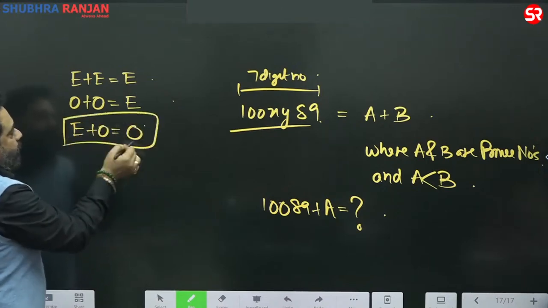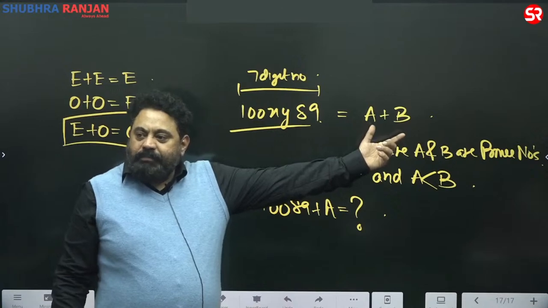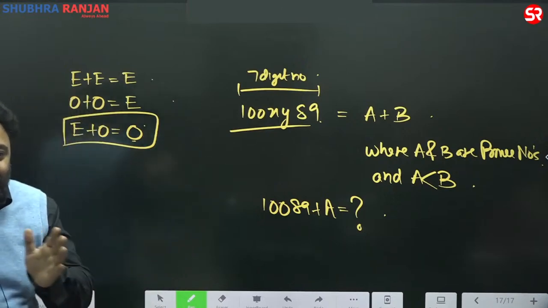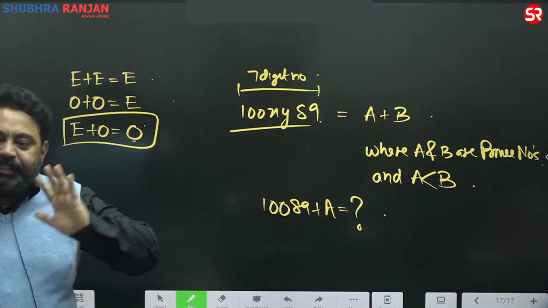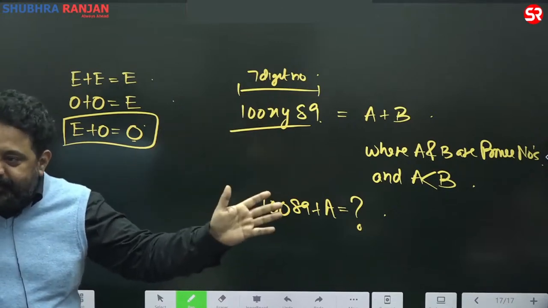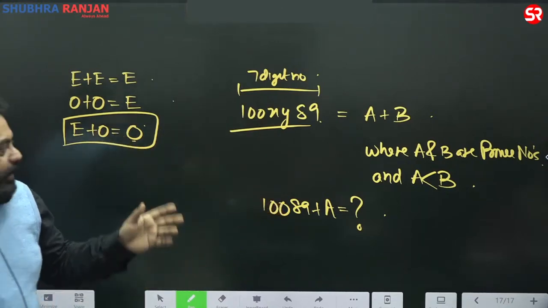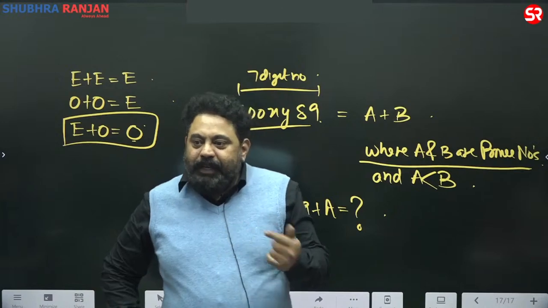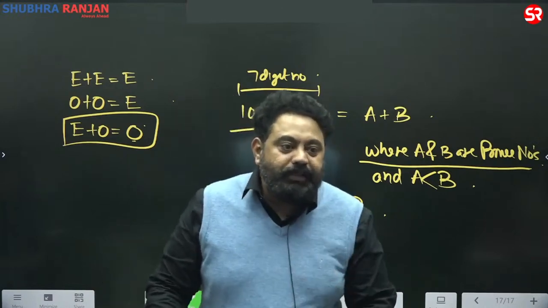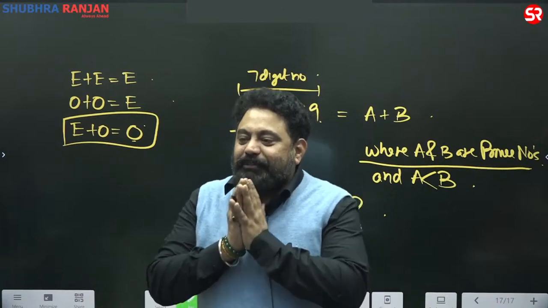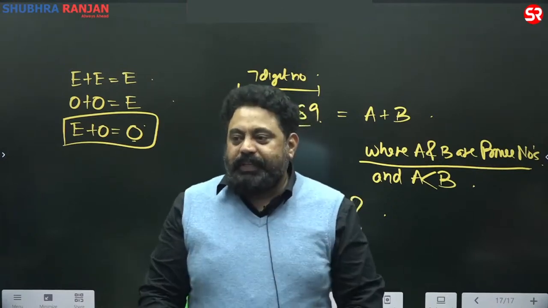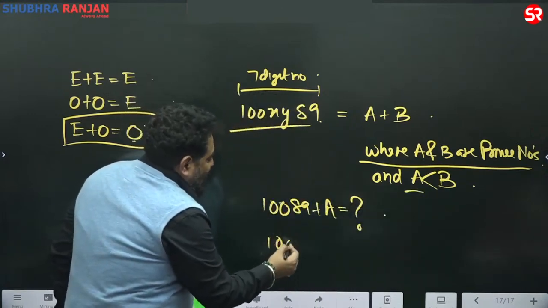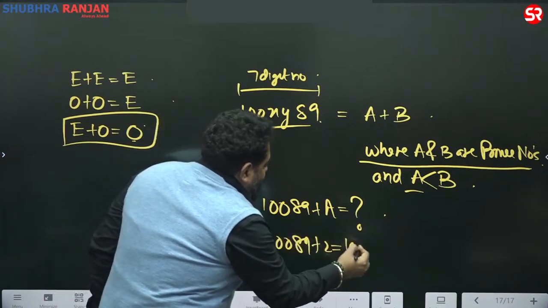Odd. An odd number is given as the sum of two numbers, so out of A and B, one is even, one is odd. And as soon as I say A and B are prime numbers, there is only one even prime number. Out of A and B, one of the numbers is 2. A is less than B, which means A is equal to 2. Which means your answer is 10089 plus 2, which is 10091.